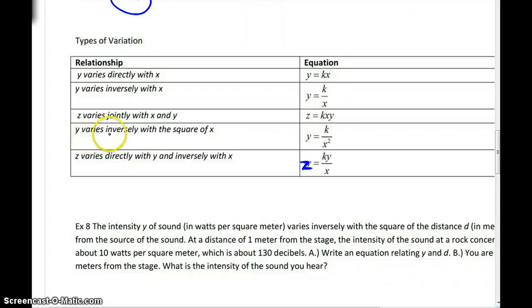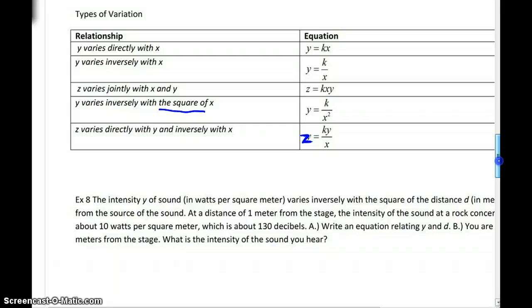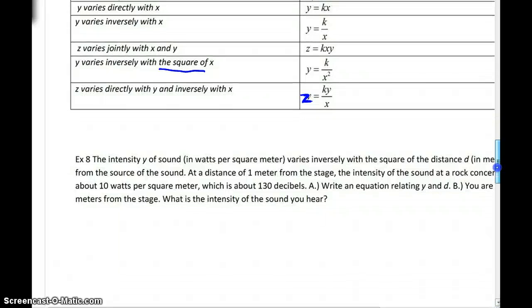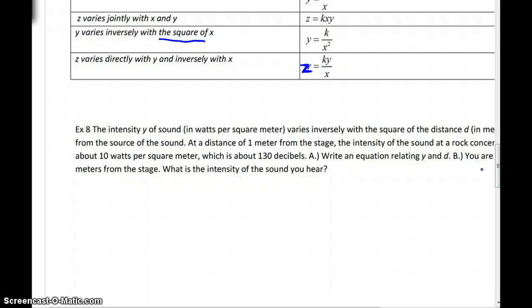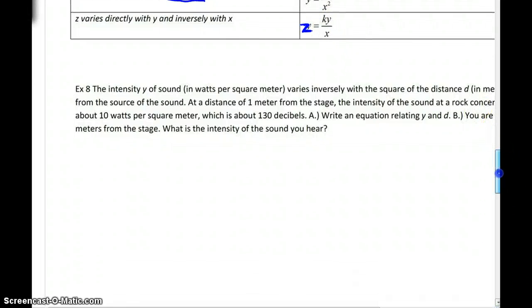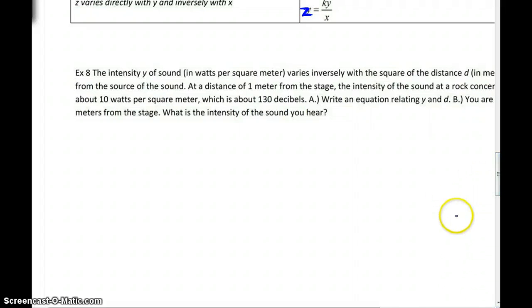Notice the next phrase. Y varies inversely, but with the square of X. So Y is equal to K divided by X squared. And finally, Z varies directly with Y and inversely with X. You can actually combine those two together and get direct variation with Y and then inverse variation with X. Real quickly, let's just take a look at a final problem together.